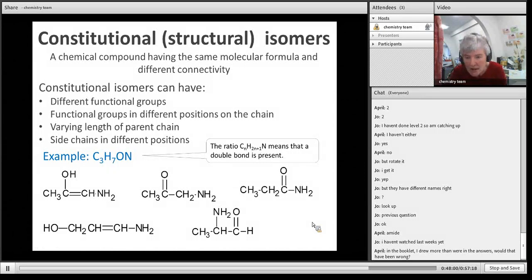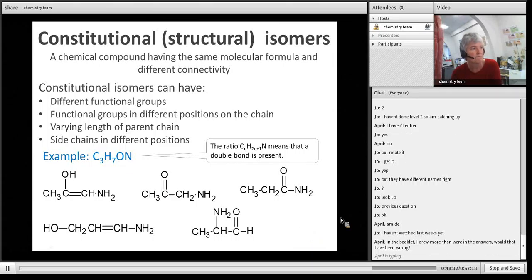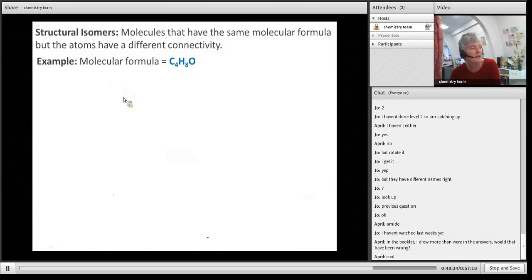Or they might say draw a neutral compound. In the booklet I drew more than we are. No, not necessarily, because as long as they're all different isomers and you aren't drawing the same molecule sketched in a different way, then that's fine. If you drew the same molecule sketched in different ways, it's wrong. But if you've got all the different isomers, then that's not wrong. Sometimes there are so many isomers you could draw. You would never be asked to draw all the isomers, because there would be quite a few to draw for this. So here's an example, and I'll just go through it.